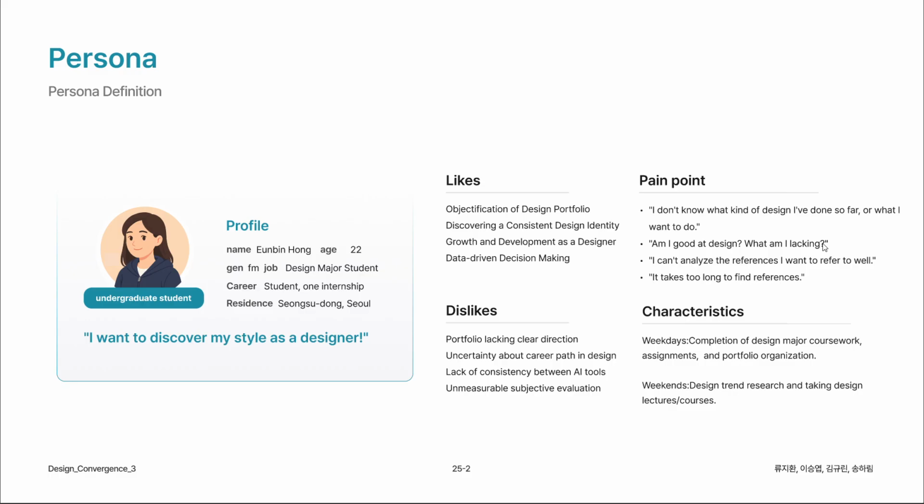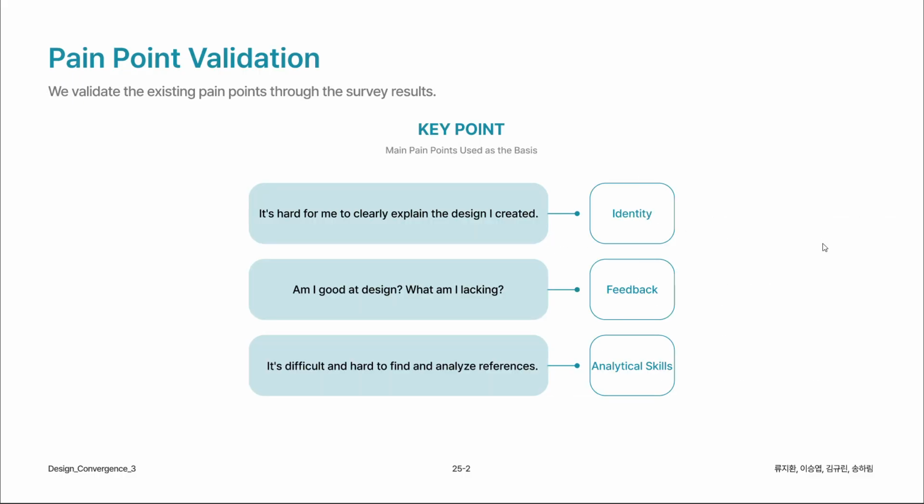We need to build a design language made by designers for designers. When thinking about who could use it best, we naturally chose design students as our main persona. So our persona, Eunbin, is a student who wants to discover and grow her own designer style. Eunbin told us, it's hard for me to clearly explain the design I made, so we found a need for identity. And she asked, am I really good at design? What am I lacking? So we found a need for feedback.